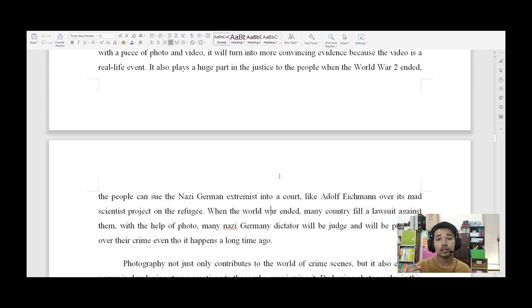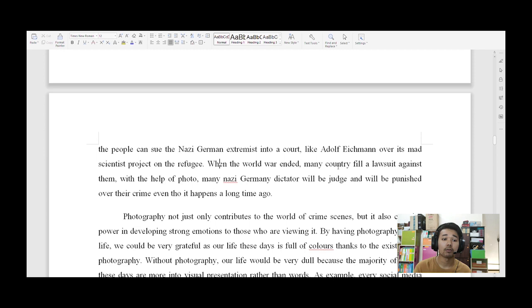So people captured images of the war, of the criminals like Adolf Eichmann, and of his mad brutality to the people. So it became a lawsuit against them with the help of photos. Many Nazi Germany dictators were judged and punished for their crimes, even though they happened a long time ago, because photos and videos last long.